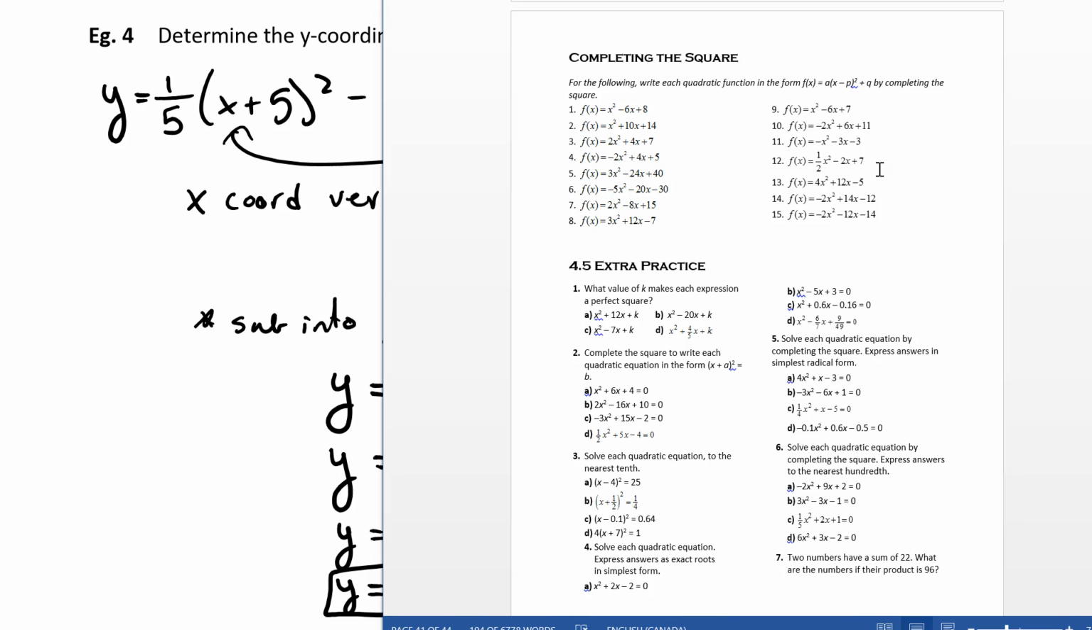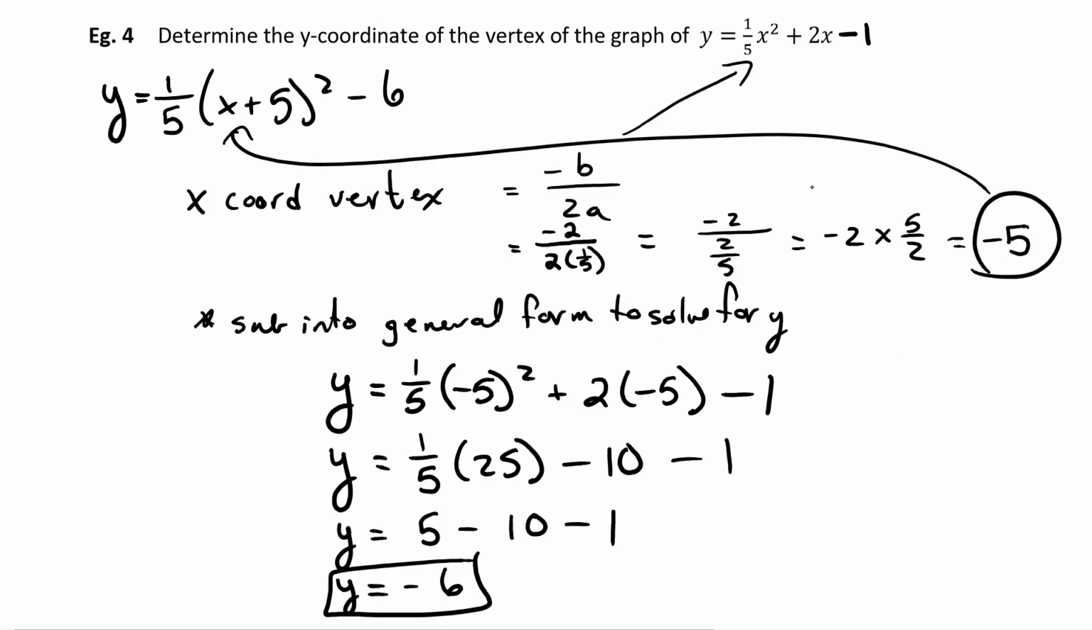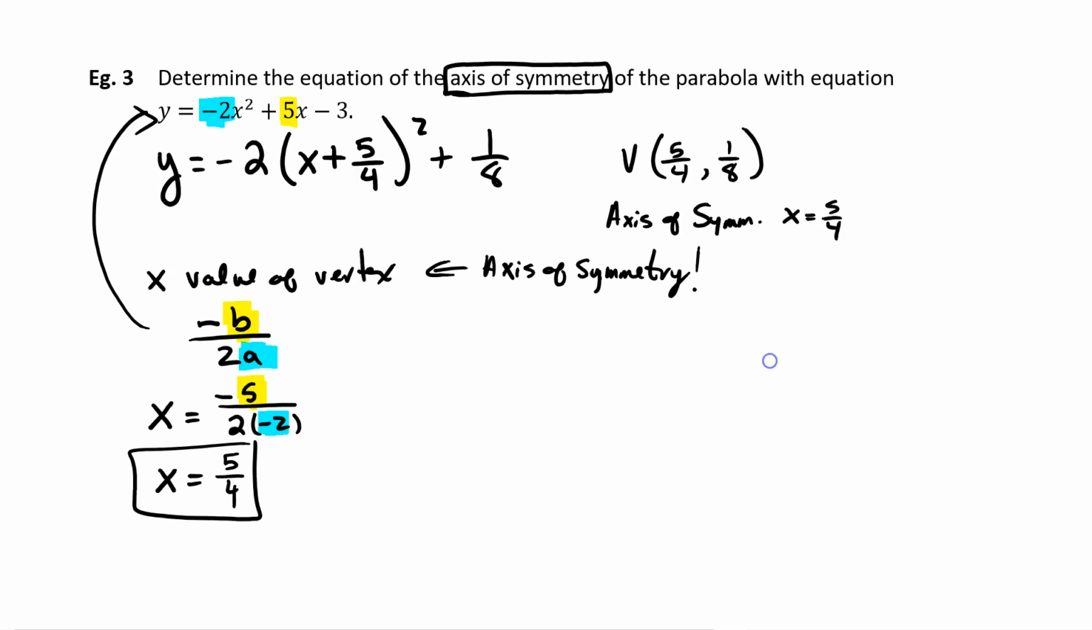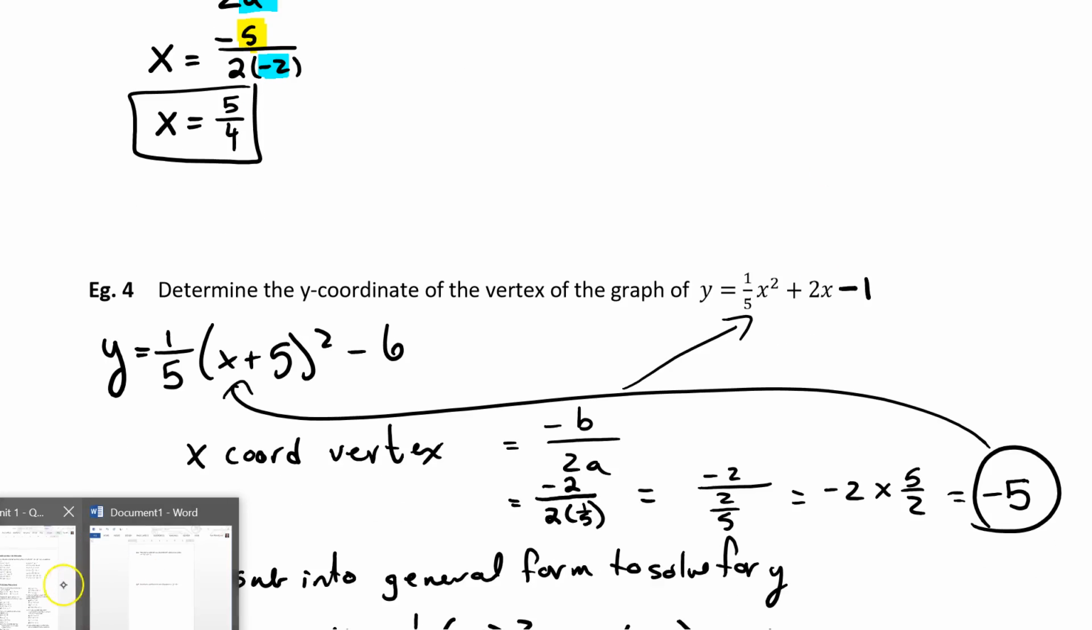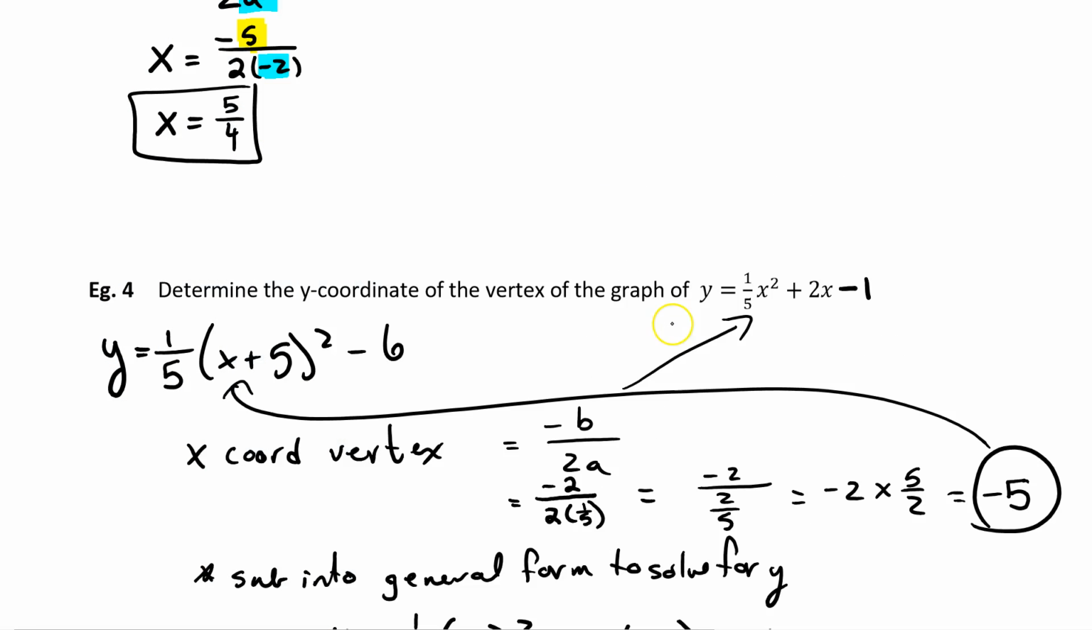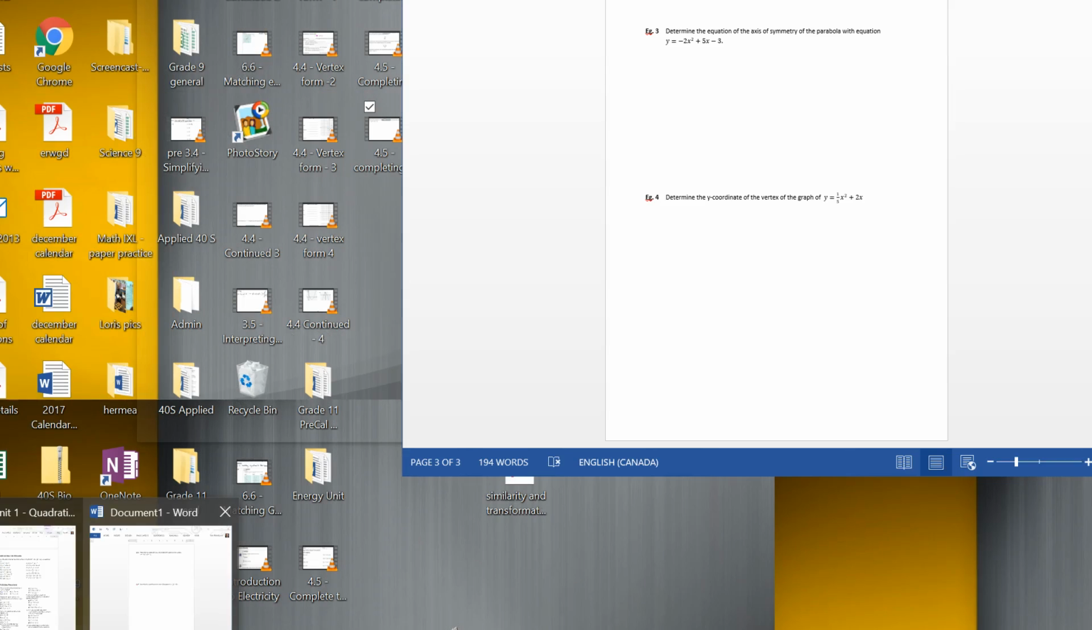So on your master check, it's basically going to be maybe like 1 or 2 completing the square questions, and then one kind of like application question, like determine the y coordinate of the vertex, or determine the axis of symmetry, the equation for the axis of symmetry. So the main focus truly will be on completing the square, because I need to ensure that you have that skill.